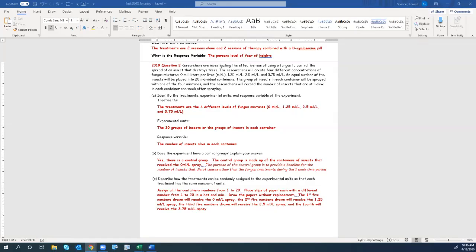All right. So does this experiment have a control group? Explain your answer. Yes, there is a control group, and the control group is made up of the containers of insects that received 0 milliliters.